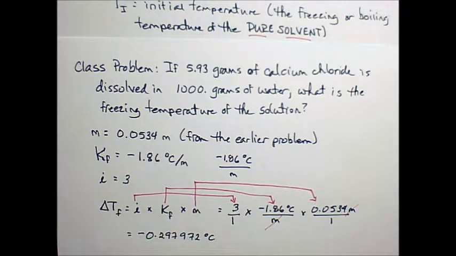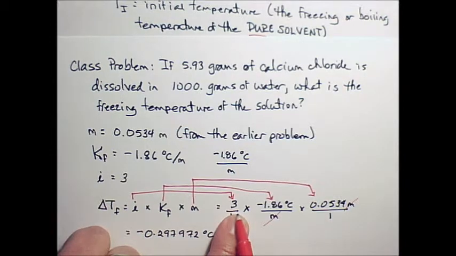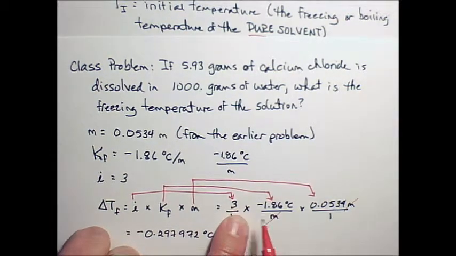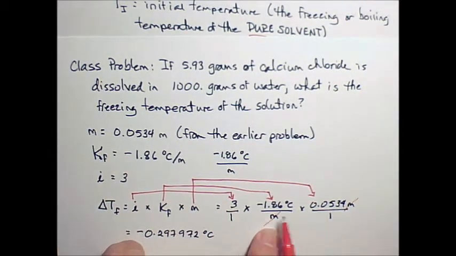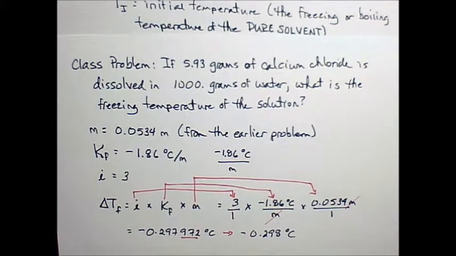Okay, Matt. All right. So we only need 3 significant digits. This is a counting number. We don't use counting numbers for figuring out significant digits. This is a multiplication division problem. This has the least digits, 3 digits, rounded off. Here's the number right here. And we got negative 0.298 degrees C. Now that's the change in temperature of freezing.